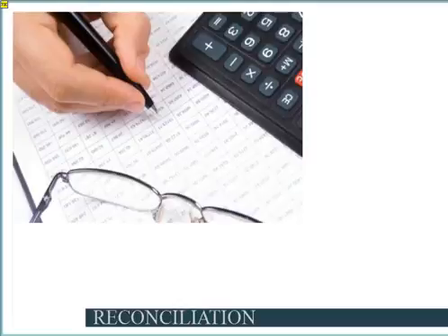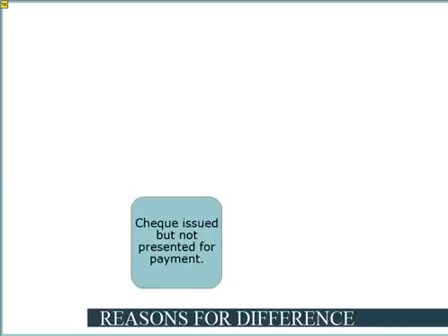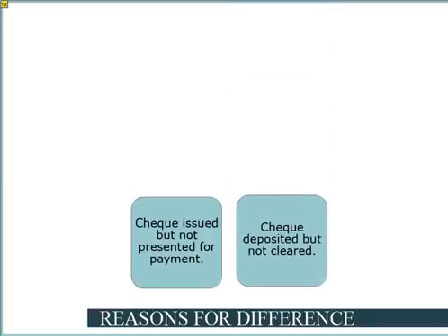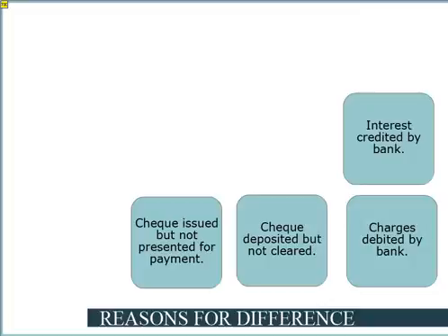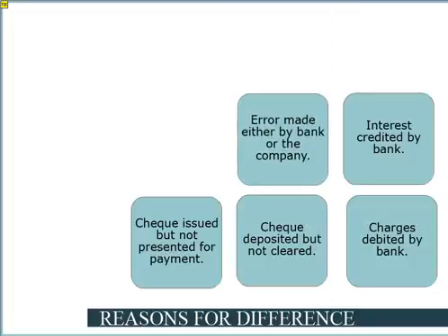It is necessary that the company bank balance and book balance should match, but there might be a difference between these two. The reasons for the difference may be check issued but not presented for payment, check deposited but not cleared, charges debited by bank, interest credited by bank, error made either by the bank or the company.